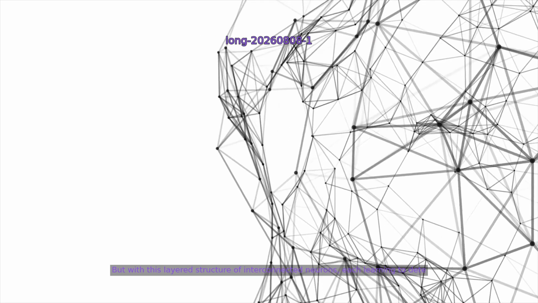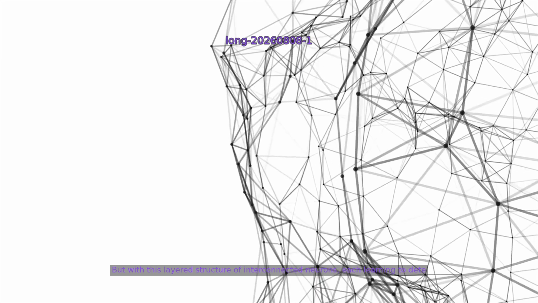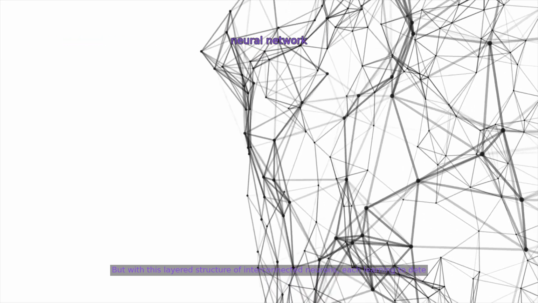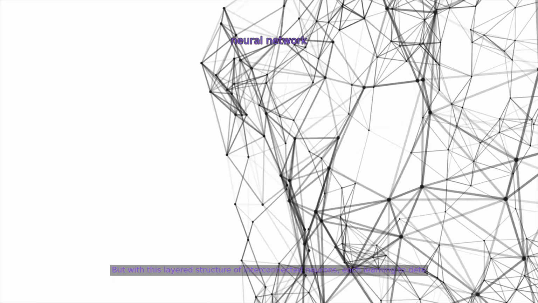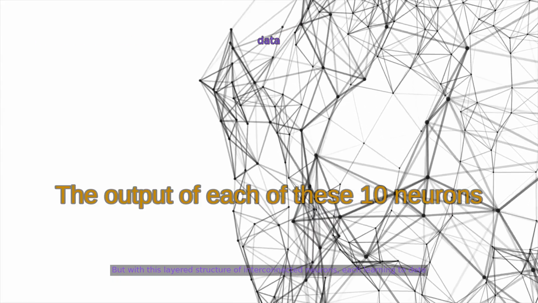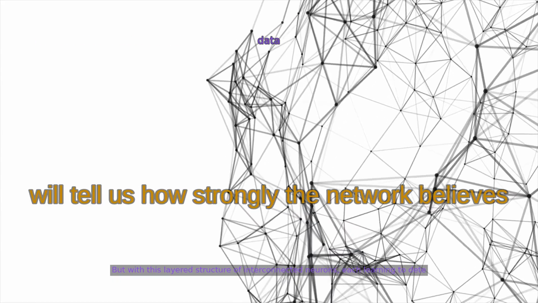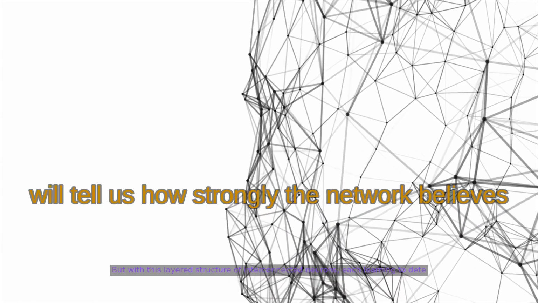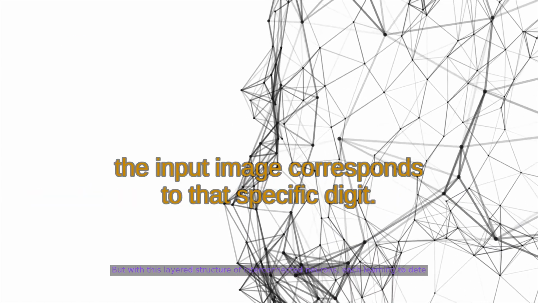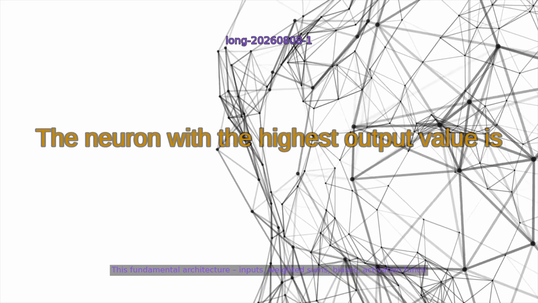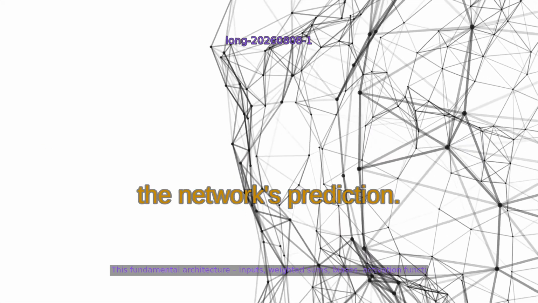Each layer builds upon the features learned by the previous one, gradually extracting more abstract and meaningful representations of the input. Finally, we have an output layer. For our digit recognition task, this layer will have 10 neurons, one for each digit from 0 to 9. The output of each of these 10 neurons will tell us how strongly the network believes the input image corresponds to that specific digit. The neuron with the highest output value is the network's prediction.